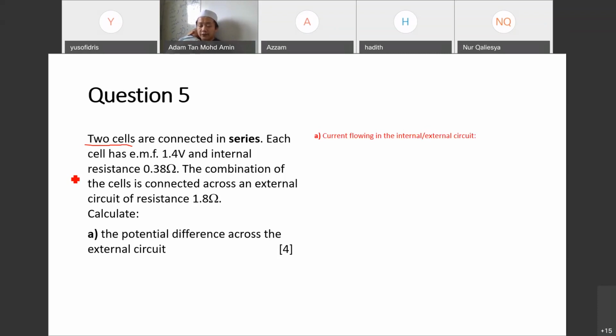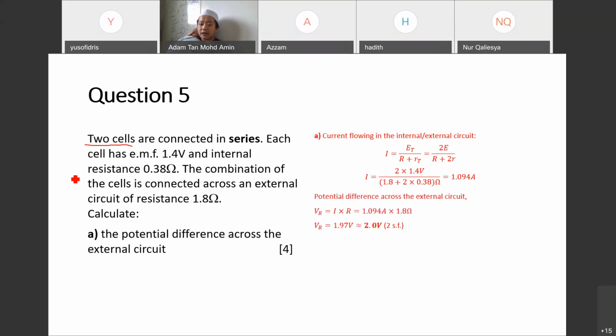So the current flowing, first we find out the current, sama juga. So I equals to ET over R plus RT, where ET equals to 2E. Kalau kita assume E sama dengan 1.4 lah kan. Kalau you dah awal-awal lagi define E equals to 1.4, 2.8, tu cerita lain lah. Cuma to be safe, I define it this way. And then you get the value of the current is 1.094 amperes. So in order to get potential difference, you get formula V equals to IR kan. So you get the value of the R, 2 volts across the external circuit.